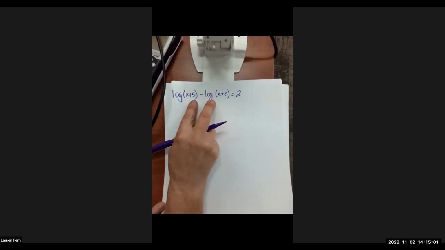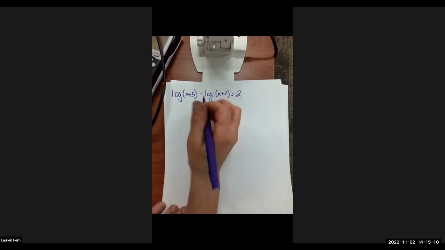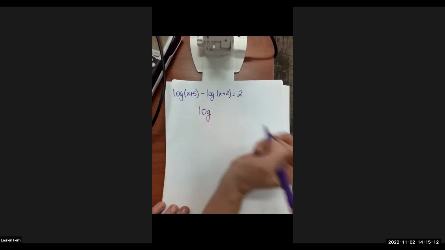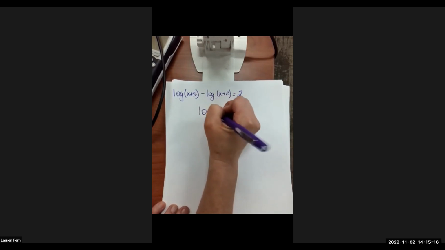can we write this as just 1 log? We can. When you have the log of something minus the log of something else, how do you write that as a single log? Good, I divide.